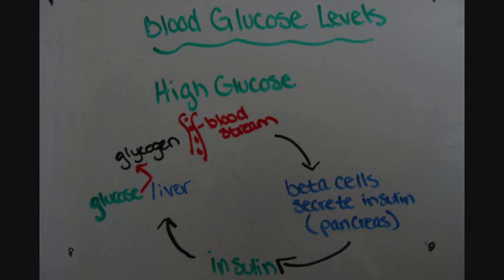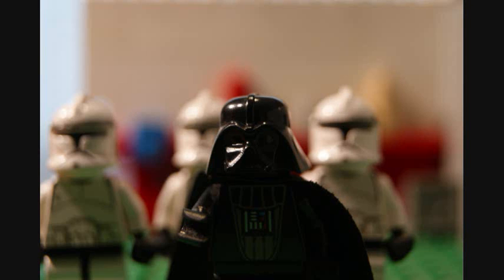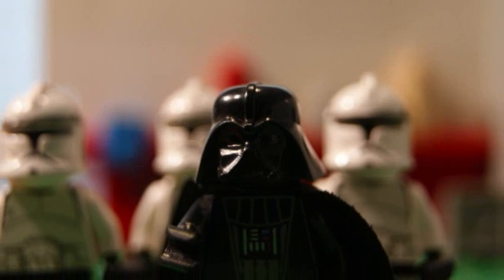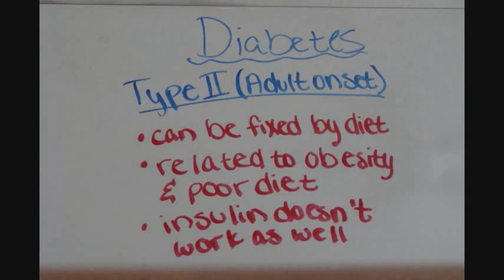This is the cycle that takes place when blood glucose levels are too high. And this here is the cycle when blood glucose levels are too low. Next, have you ever learned about diabetes? Of course not. Type 1 diabetes is when not enough insulin is produced, and is typically caused by heredity. Type 2 diabetes can usually be fixed with a healthy diet and lifestyle.